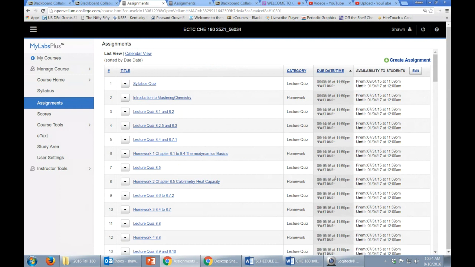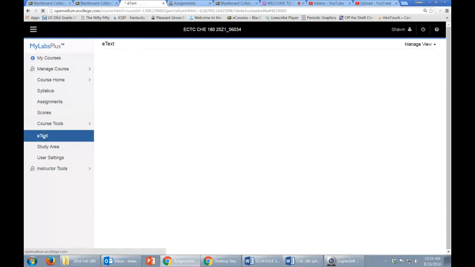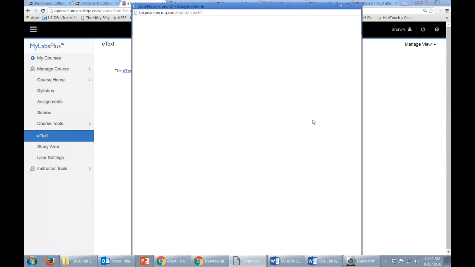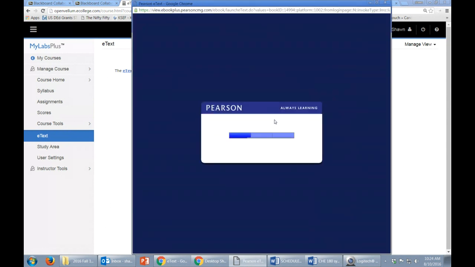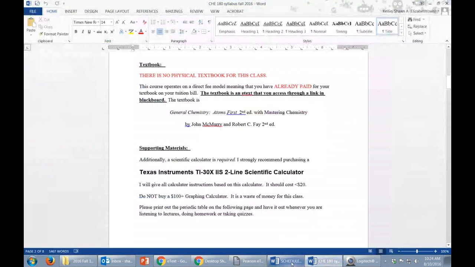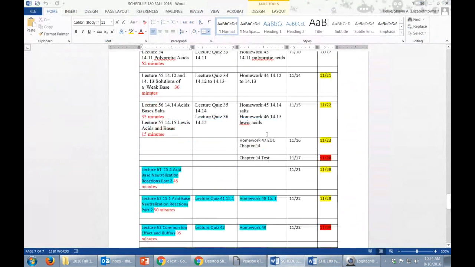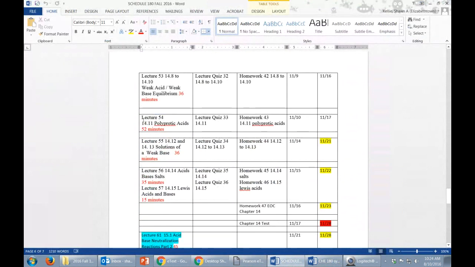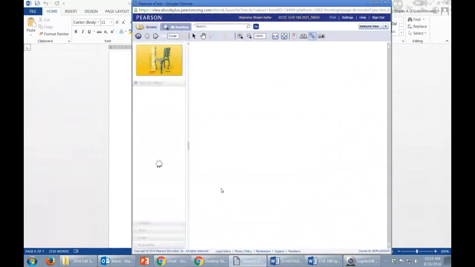Here are your assignments, and we'll talk about them in another portion. But your e-text: see this little button over here that says e-text? Also, I'd note that you can see your grades at any time by clicking right here in Mastering Chemistry. Click e-text. It takes you to another link, and that link actually sends you to your text. I have the lectures in this course divided up so that they correspond to sections in your text. For example, if we look at the course schedule here, you'll see I'm lecturing, for example, lecture 54 over 14.11. That means it's over 14.11 in your book.